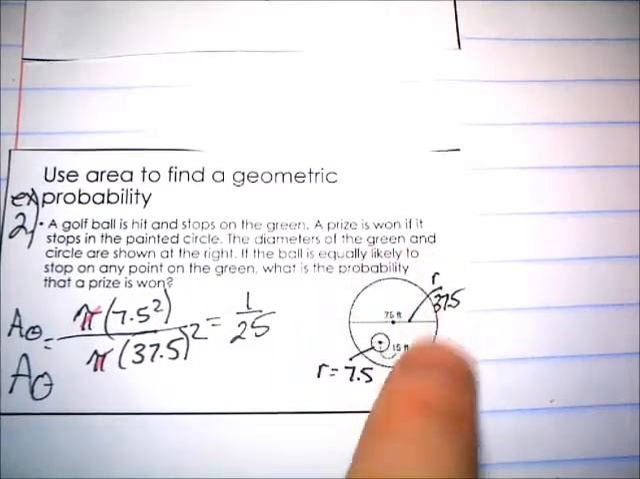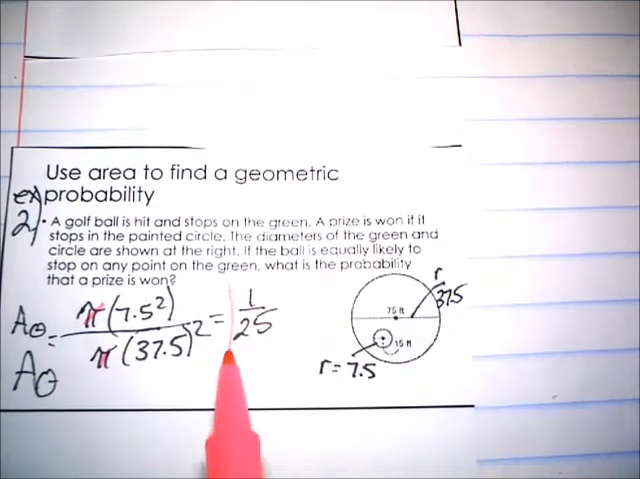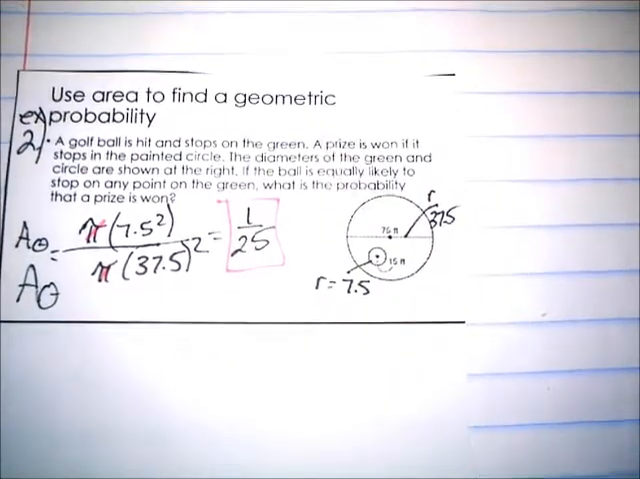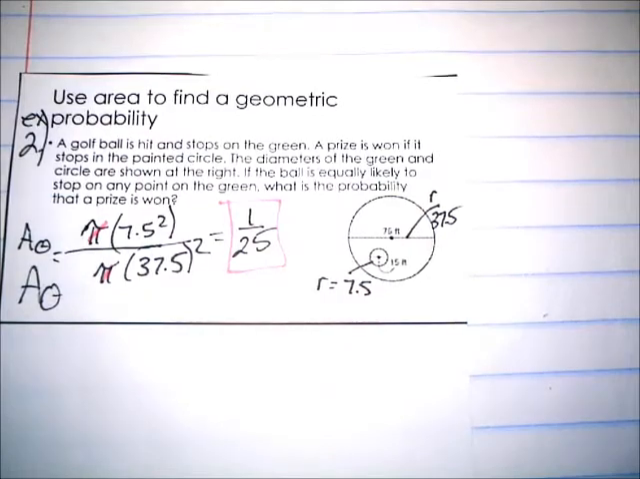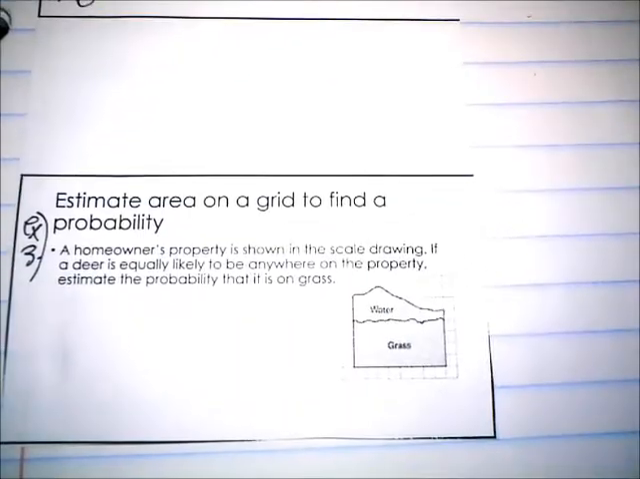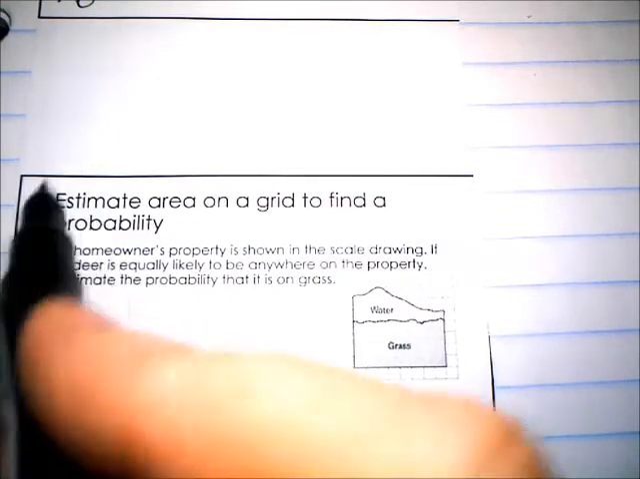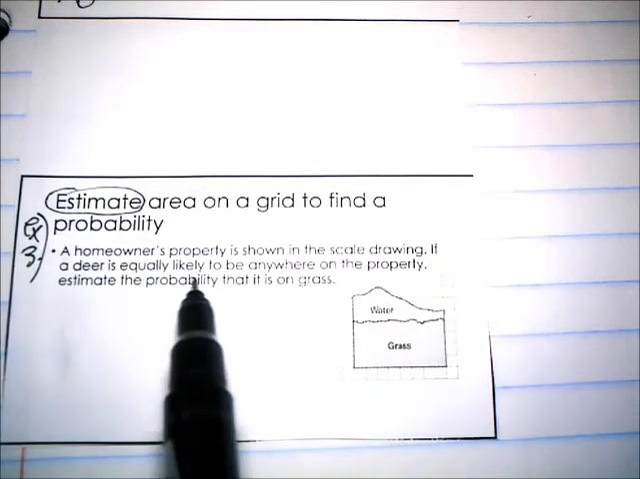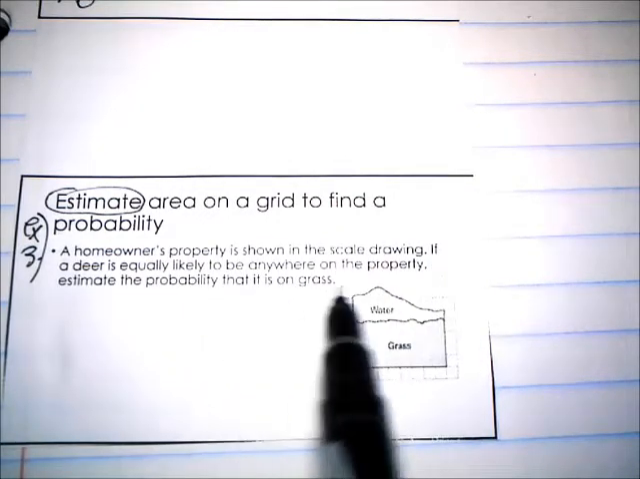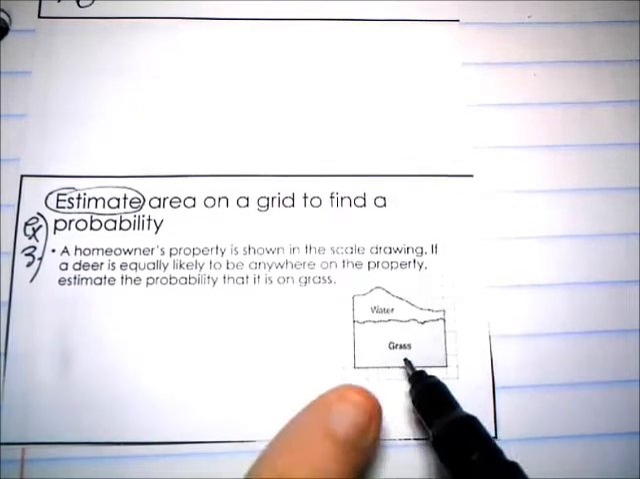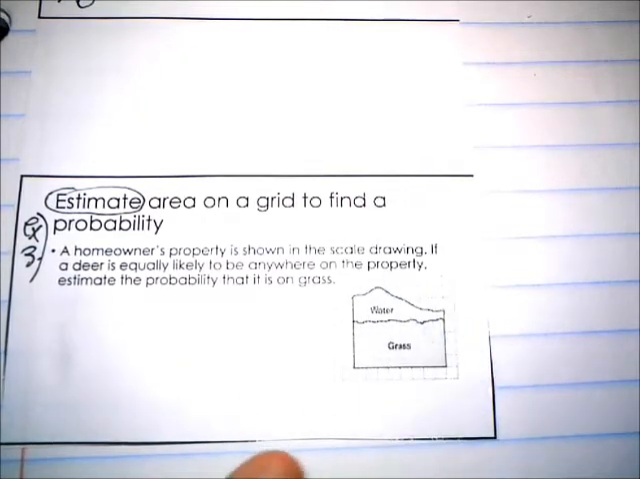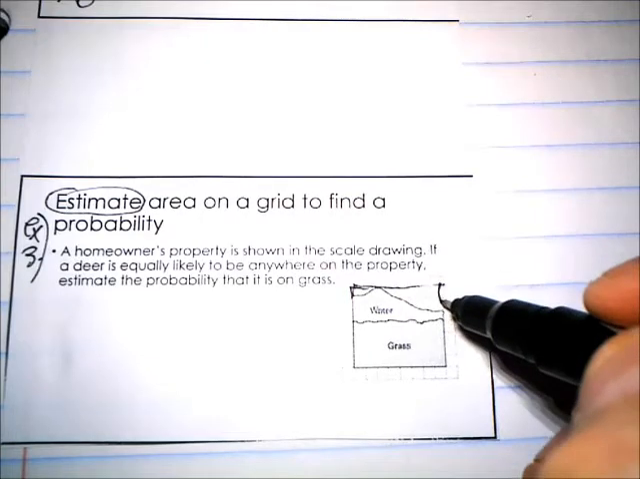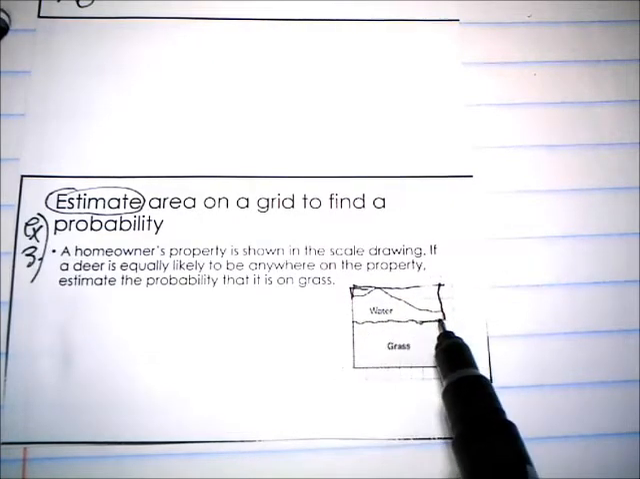On the last example here, I have example 3, and that's where we're going to call it quits on this. It says estimating the area on the grid. Estimate, there's an important word. The homeowner's property is shown with a scale drawing. If a deer is equally likely to be anywhere on the property, estimate the probability that it is on the green grass. We want to estimate that it's going to be on the green compared to anywhere else on that particular property. I'm going to imagine this being a square so that I can say the area of the grass roughly is 1, 2, 3, 4 by 1, 2, 3, 4, 5, 6, 7, 8.